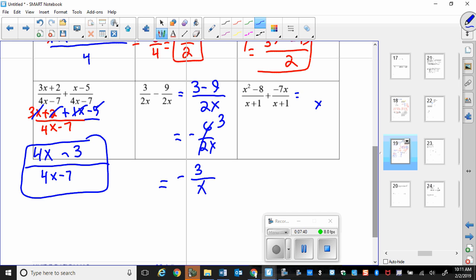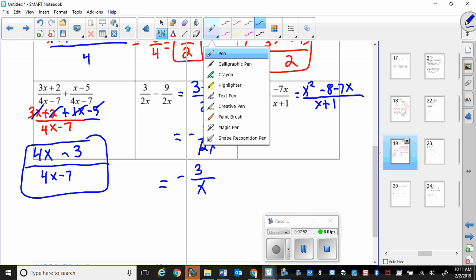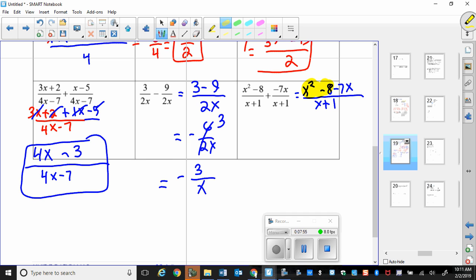This equals x plus 1 over x squared minus 8 minus 7x's. So I want you to be very careful here, because this is a special case. You need to put these polynomials in standard form and then factor to make sure you don't have to cancel anything out. So I have x squared. My next x term is negative 7x minus 8 over x plus 1.